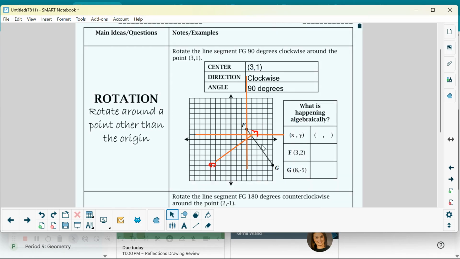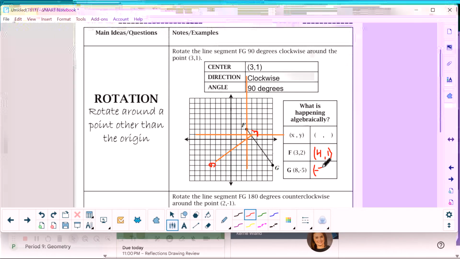Okay, so we went 90 degrees clockwise, and your center point is still at the point 3, 1. This is my new shape, and that's all you have to do. So my points: F prime is going to be at 1, 2, 3, 4, 1. And then G prime, here's our origin. We went 1, 2, -3, and then down 1, 2, 3, 4. So -3, -4. And that's it.